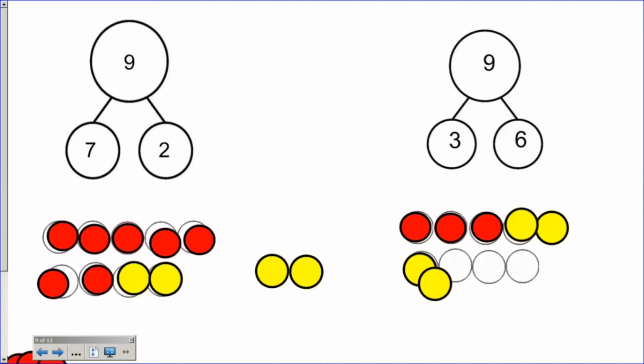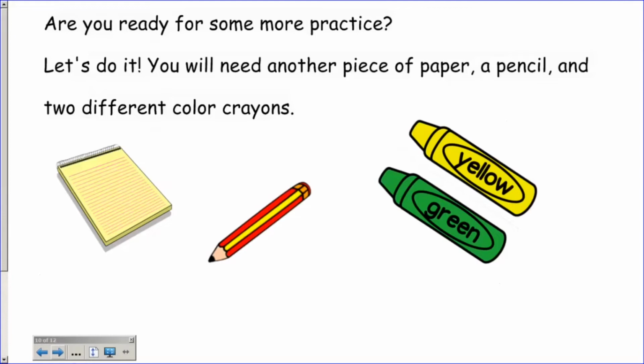So if you look at the number bond, I have 9 counters altogether. 3 of the counters are red and 6 are yellow. And that's what we're going to be doing a little bit more of today. So, are you ready for some more practice?